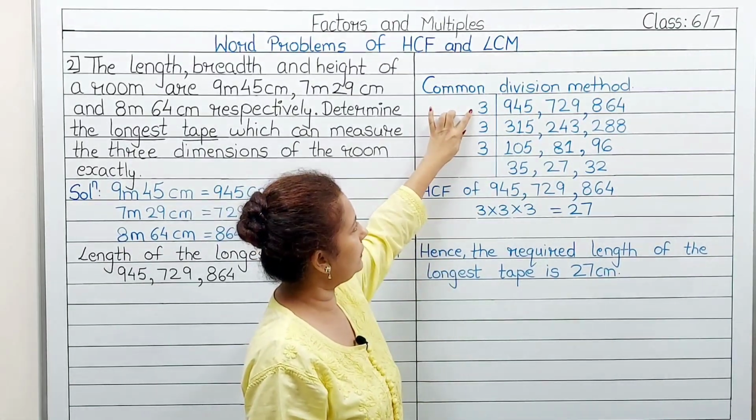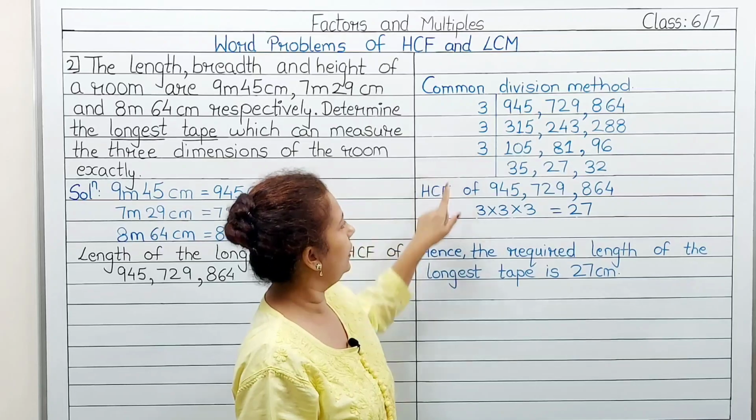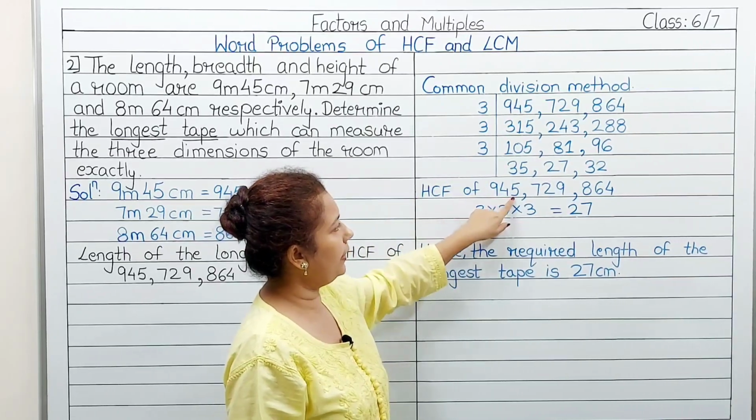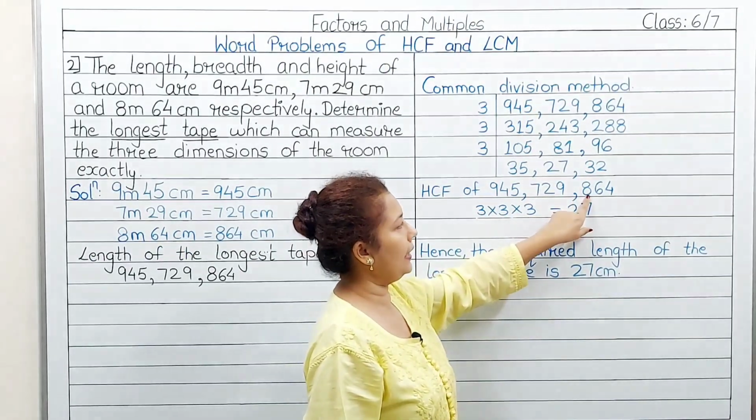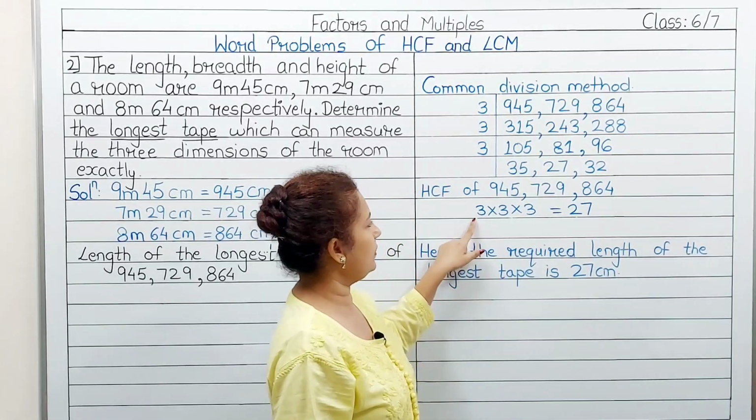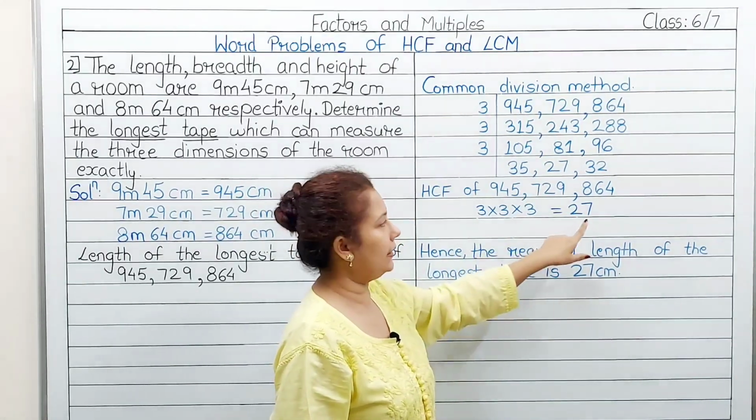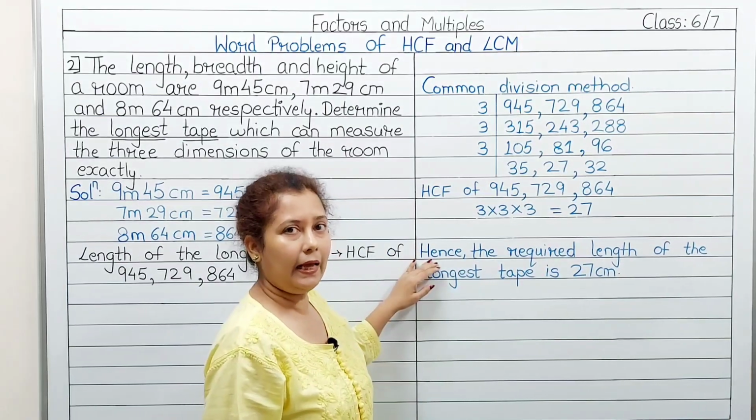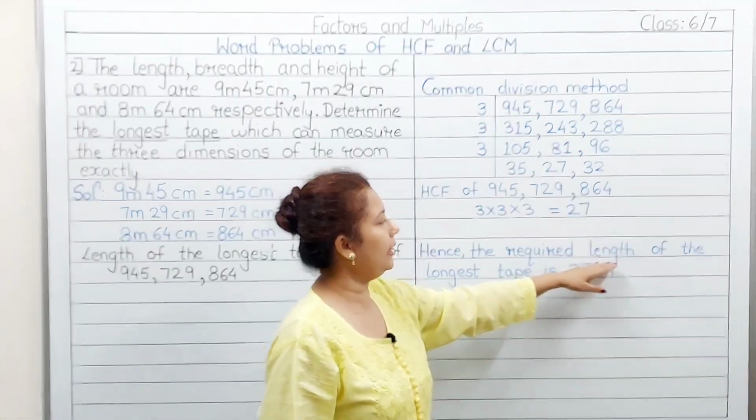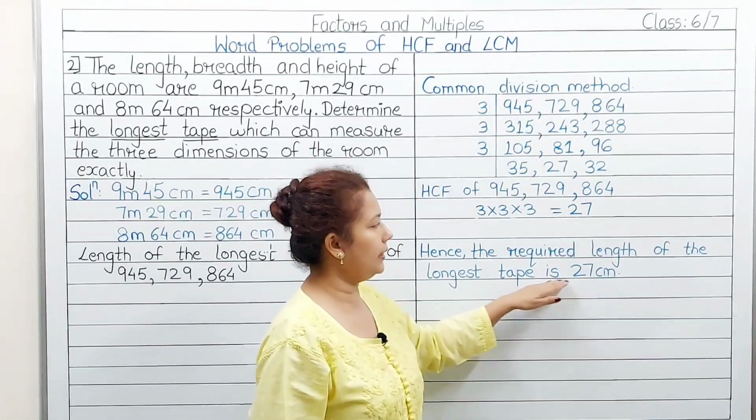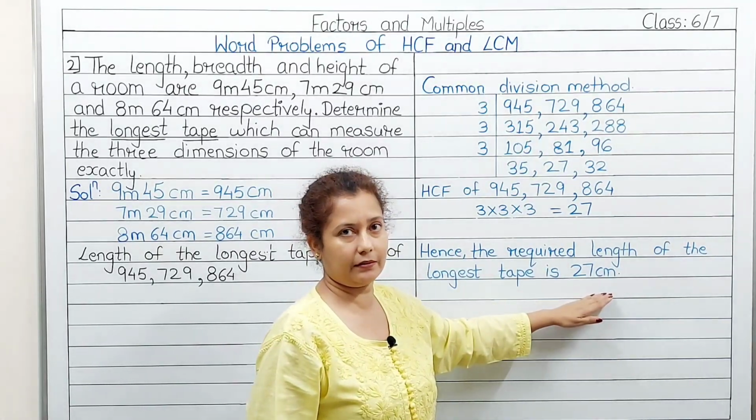So the prime factors are 3, 3, 3. So HCF of 945, 729 and 864 is 3 into 3 into 3, that is 27. Hence, the required length of the longest tape is 27 centimeter.